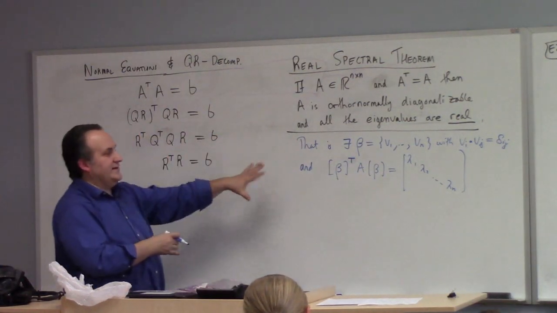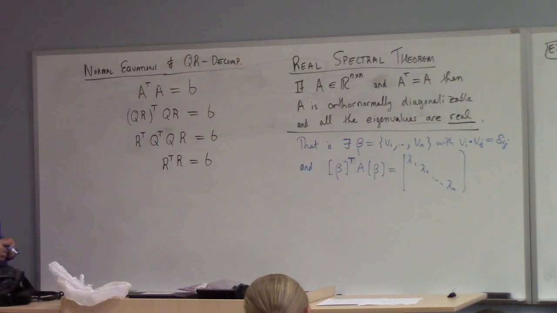So this is how we diagonalize if the matrix is symmetric, which is a simple condition to check, right? Man, that's nice.